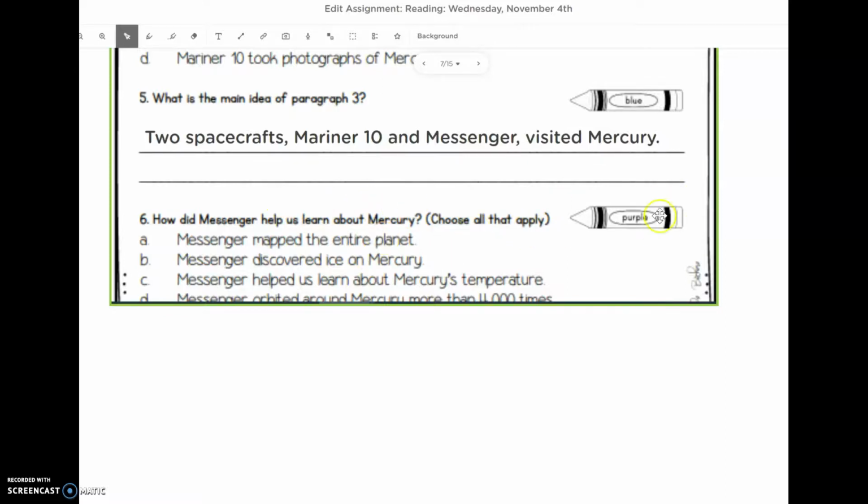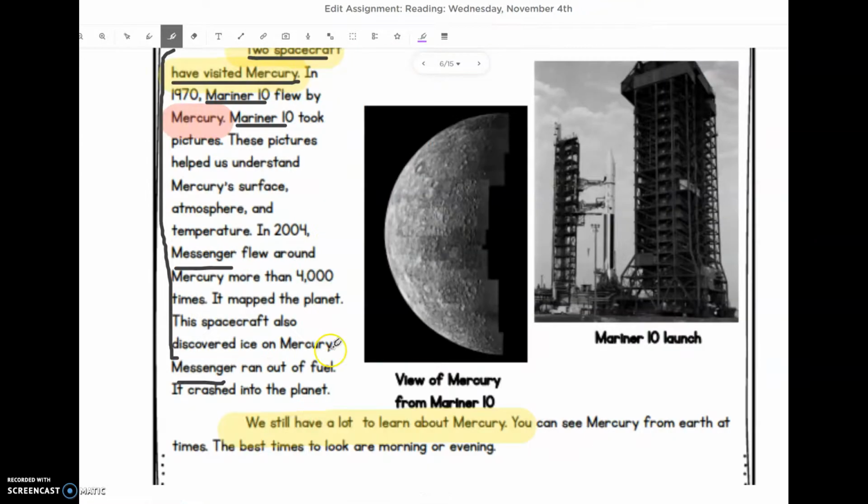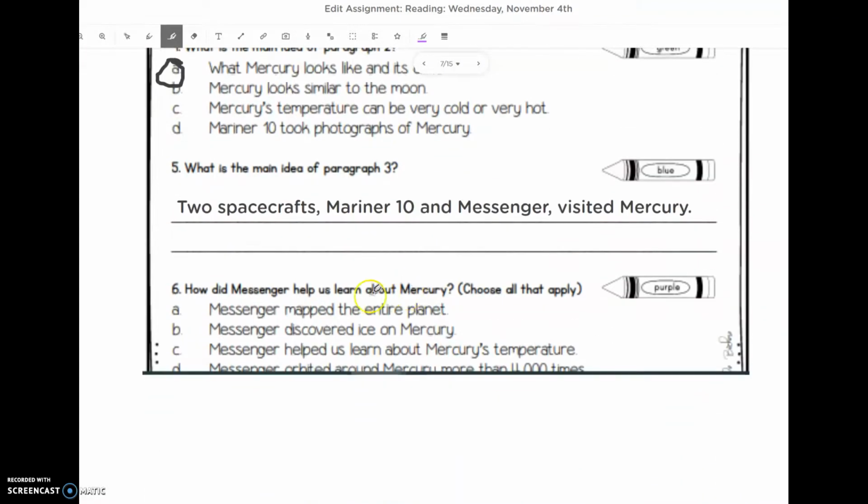Choose all that apply. So I'll choose a purple. So Messenger mapped the entire planet. So let's look at what Messenger did. We'll go back to paragraph 3. So it flew around Mercury 4,000 times and it mapped the planet. So that is a detail that supports. So that would be an answer.